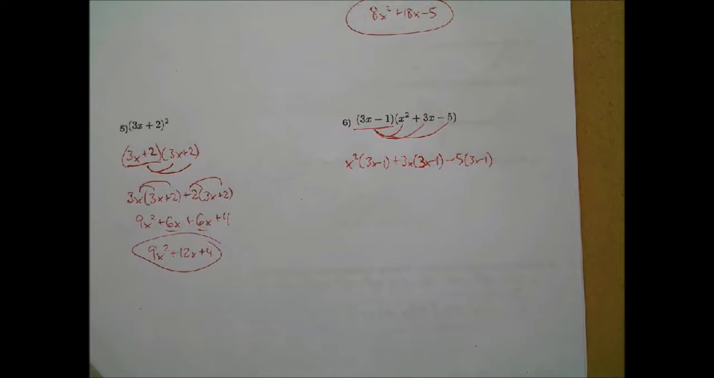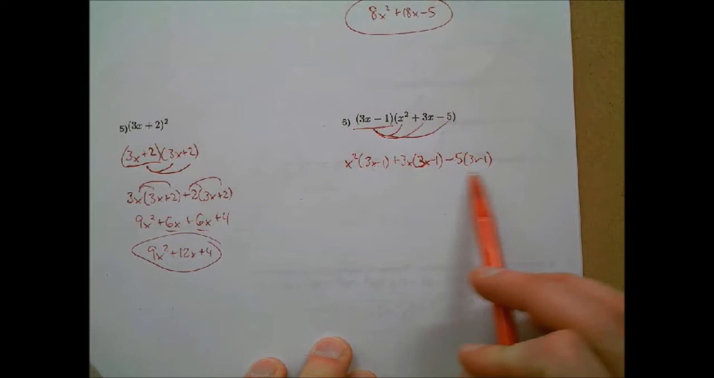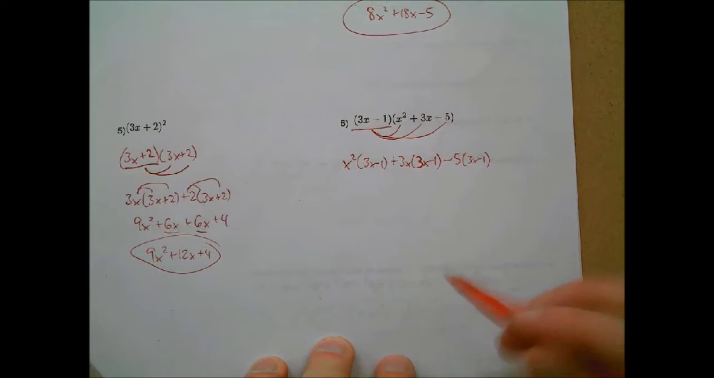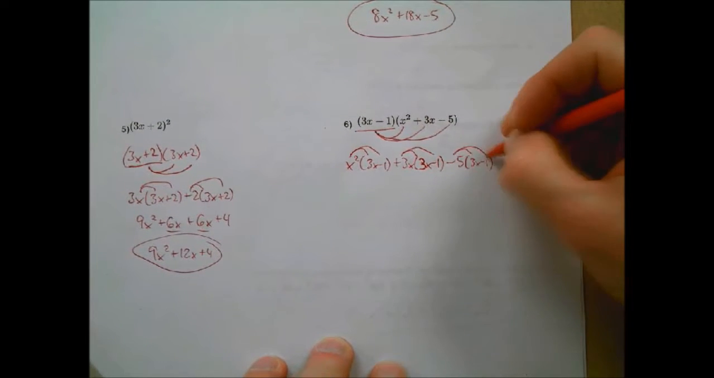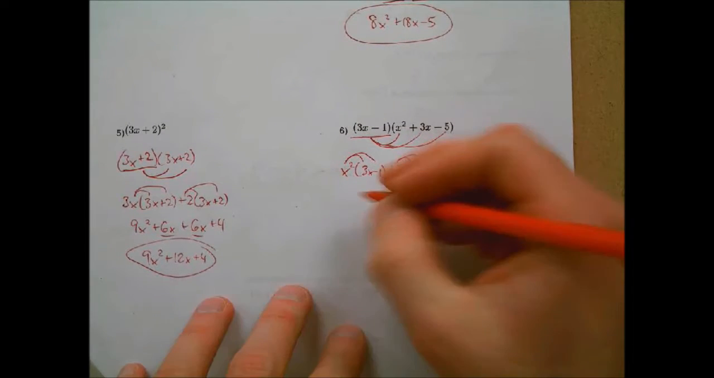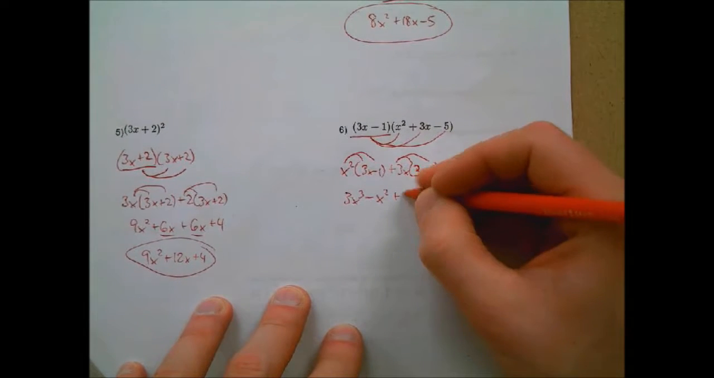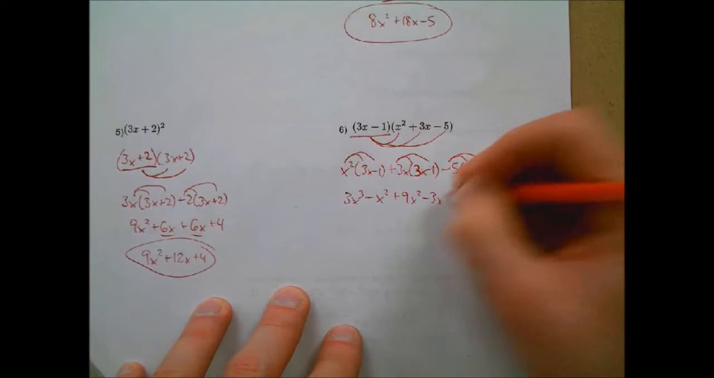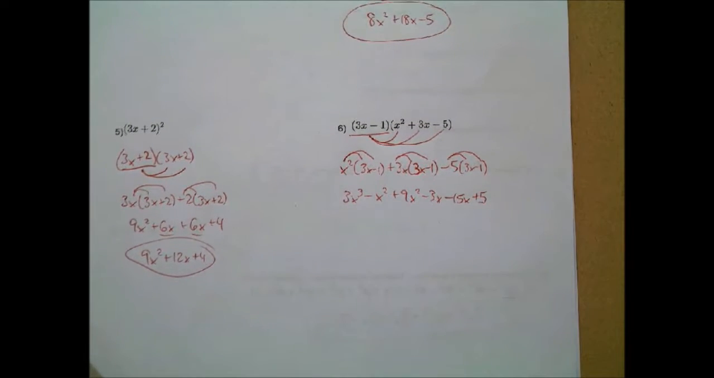Okay, and then once we've distributed this, what do we still have to do now? What's our next step here, folks? Distribute again. X squared times that, x squared times that, 3x times that, 3x times that, negative 5 times that, negative 5 times that. Okay, so there it is, all distributed out.